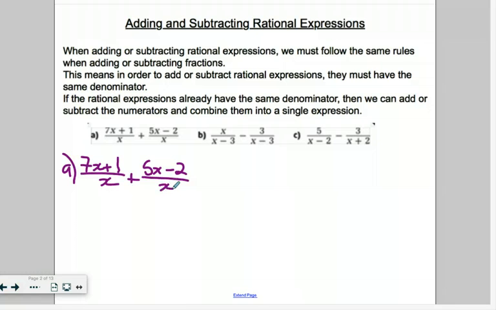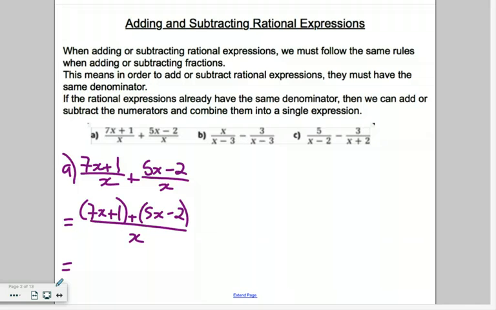We can see here that the denominators are the same, so I can go ahead and add my numerators. So what I have now is 7x plus 1 plus 5x minus 2 all over x. And then I can combine like terms here. 7x plus 5x is 12x, and 1 plus negative 2 is negative 1. So what I have is 12x minus 1 over x. Nothing to be factored out of the numerator, so this is my final answer.